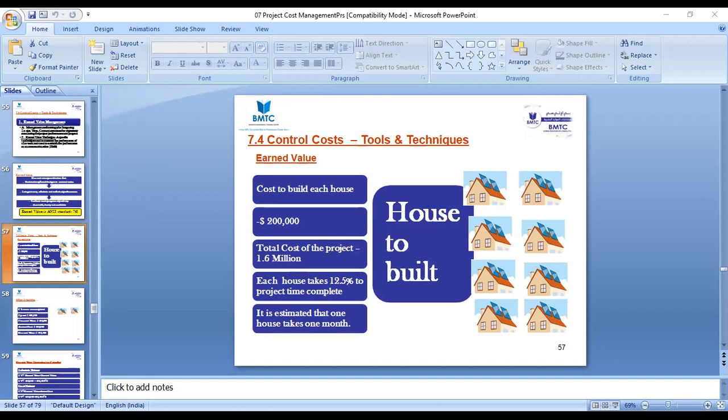We have two formulas for variance and two formulas for index. So we have cost variance. The formula is earned value minus actual cost. And schedule variance, the formula is earned value minus planned value, right? So we will see an example.